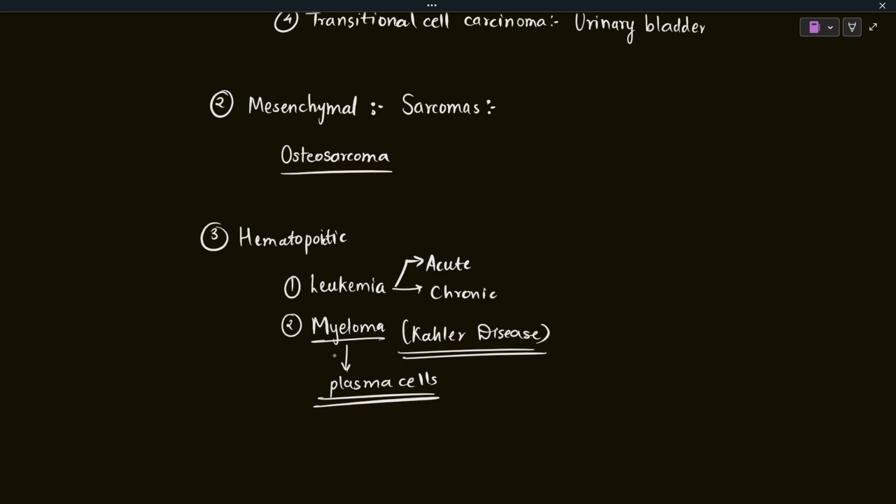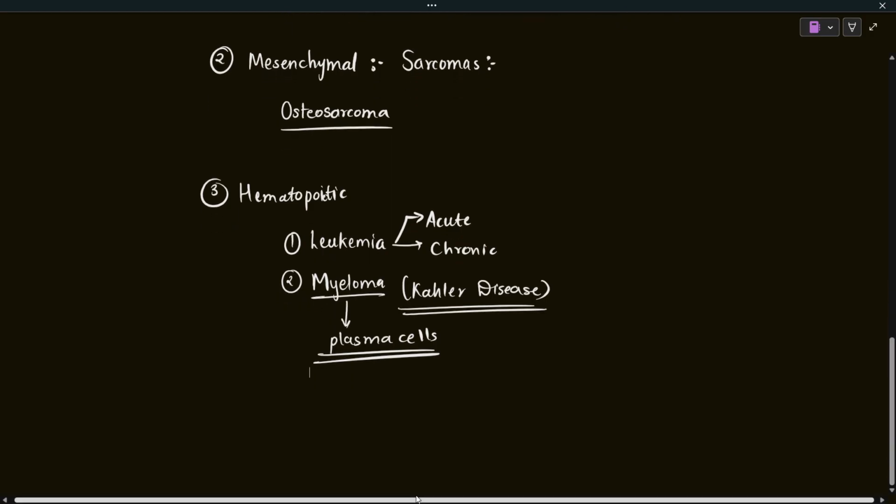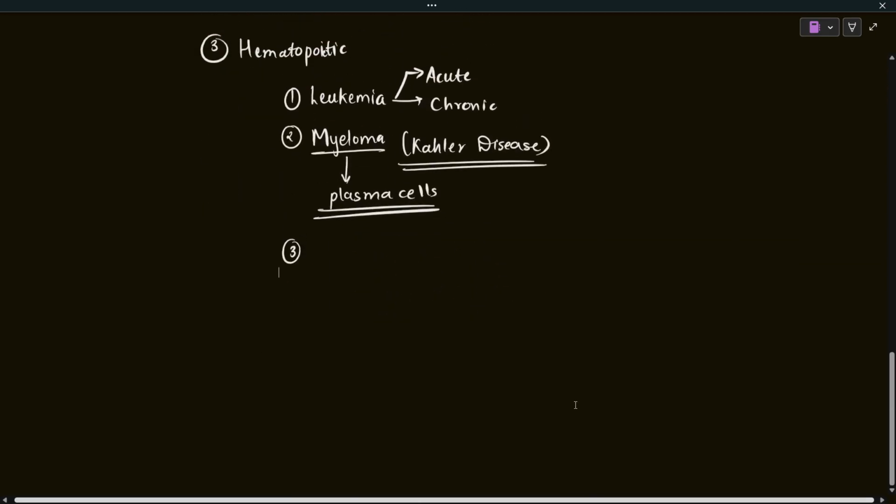If they undergo tumor formation, we call that lymphoma. So the third type, again under the hematopoietic one, is known as lymphoma. In lymphoma, the lymph organs undergo this transition. The types are Hodgkin lymphoma and non-Hodgkin lymphoma. We will discuss them in detail in the dedicated lecture on lymphoma.